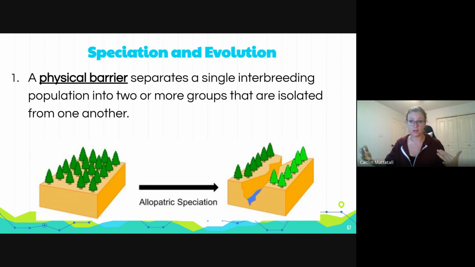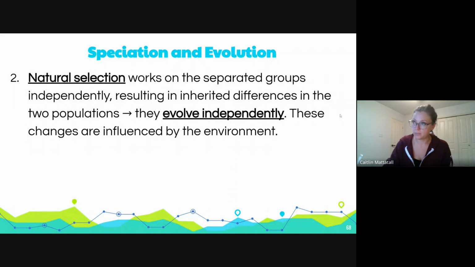Depending on the group that we're looking at or the species we're looking at, the barriers can be really, really big, like a mountain, or they can be really, really small, like a river, depending again on what the species is that we're looking at. Step 2 is natural selection.